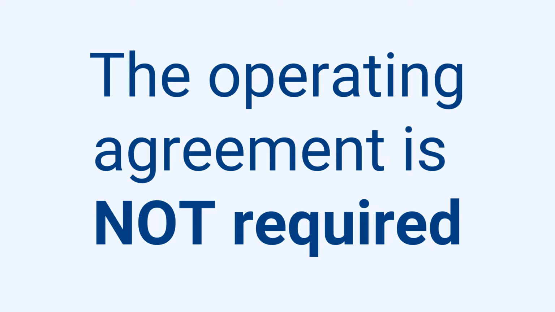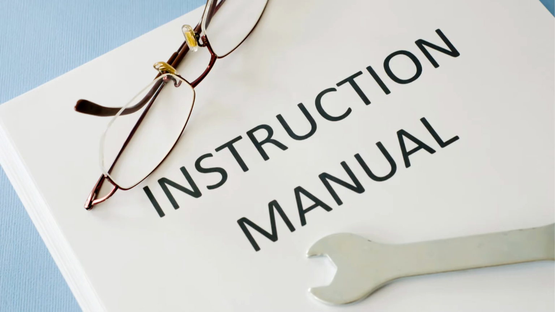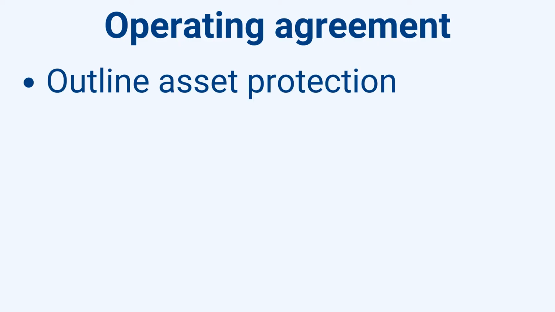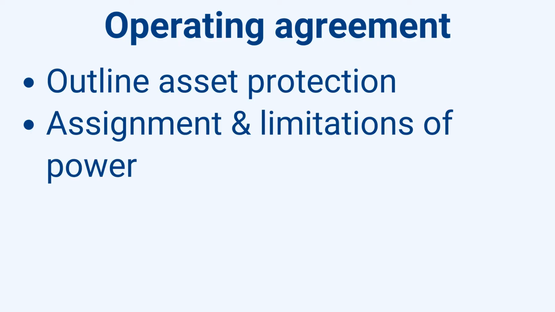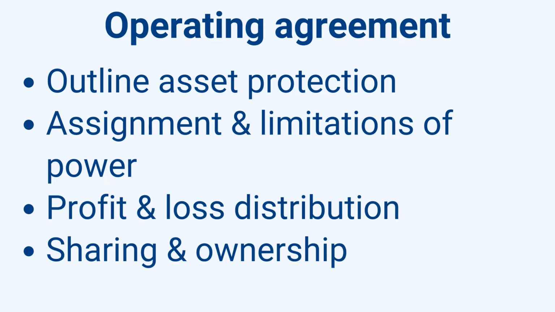And again, although not required, it's highly recommended to have. Because it's not required, you can use a platform like Rocket Lawyer to get a free template and create your operating agreement. It works as an instruction manual for your business. The most important reasons to have one is to outline asset protection, assignment and limitations of power, profit and loss distribution, and sharing and ownership, so you can rest assured when your business runs into a situation, it is outlined accordingly. Overall, having one can alleviate unforeseen and future difficulties you might encounter.